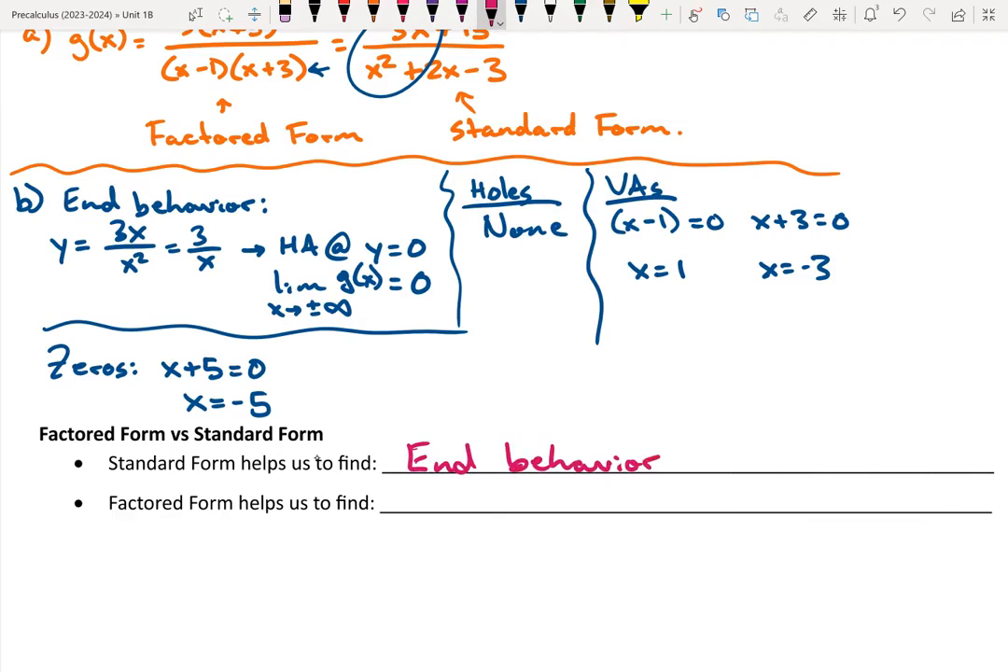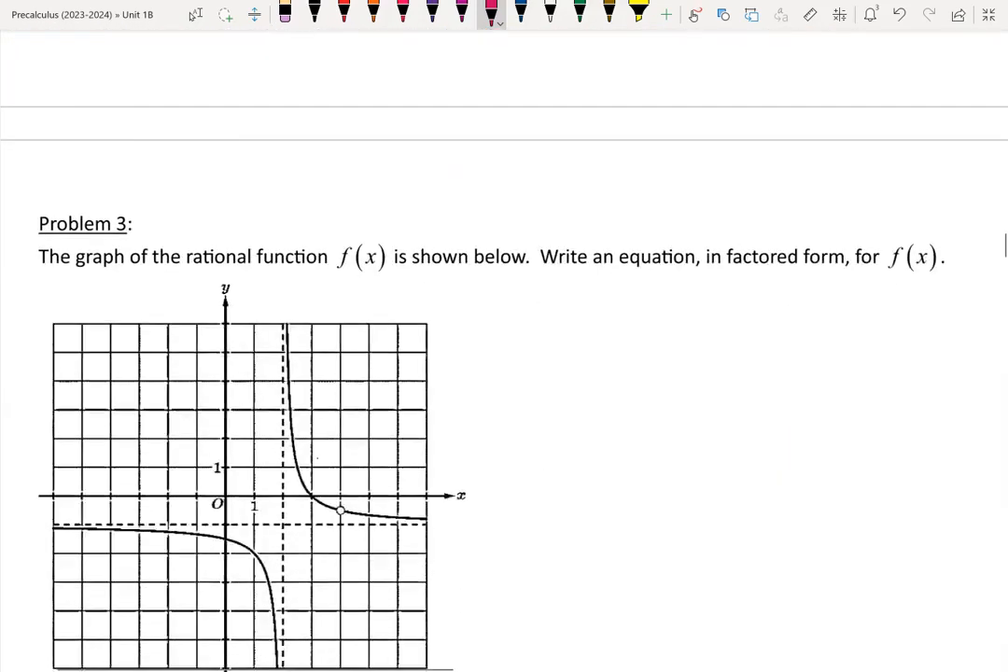And then factored form helps us find everything else, right? The holes, the vertical asymptotes, and the zeros. The end behavior, I'm going to go ahead and say, are horizontal asymptotes. All right, so this again is stuff we've seen, we've done. Haven't really specifically stated it in these terms, but it's things that we've seen, right? Okay, so let's go ahead and move on to the next page.